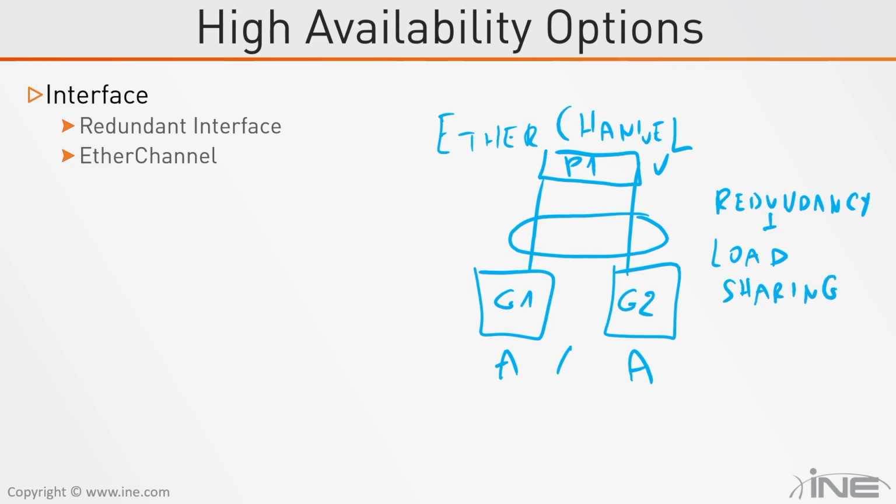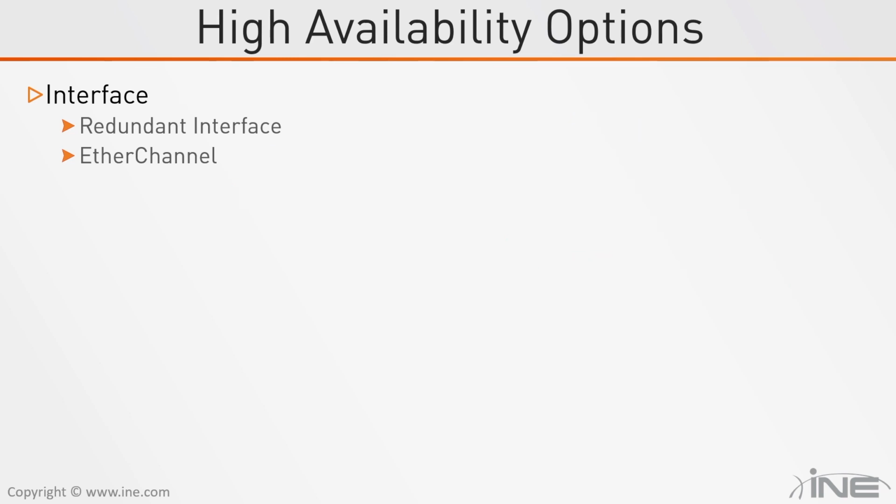Of course, in the previous case of redundant interfaces, load sharing was not possible because only one of these two ports was active, whereas in case of EtherChannels, we've got two or more, depending on how many of the physical ports you choose to bundle. So EtherChannel is going to be the more preferred solution in most cases.